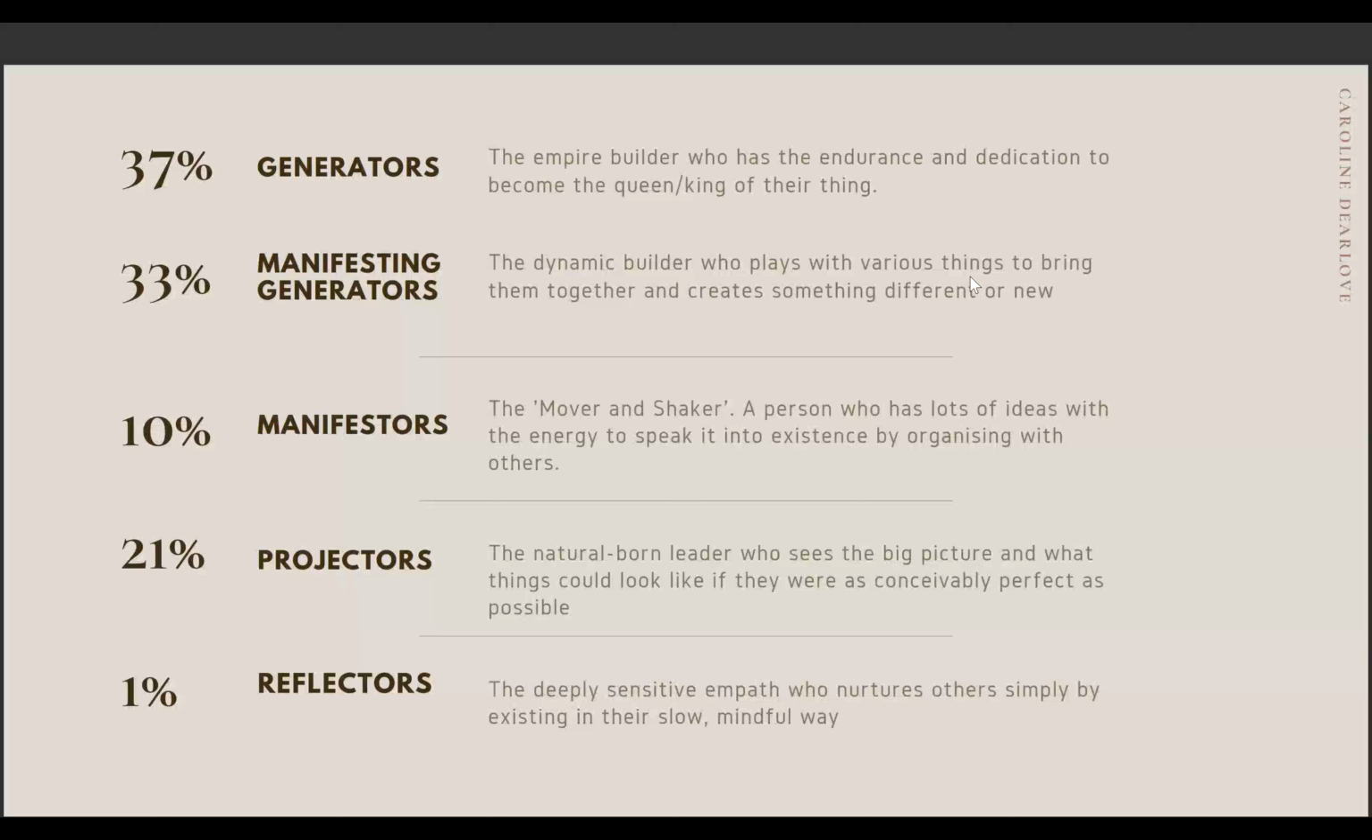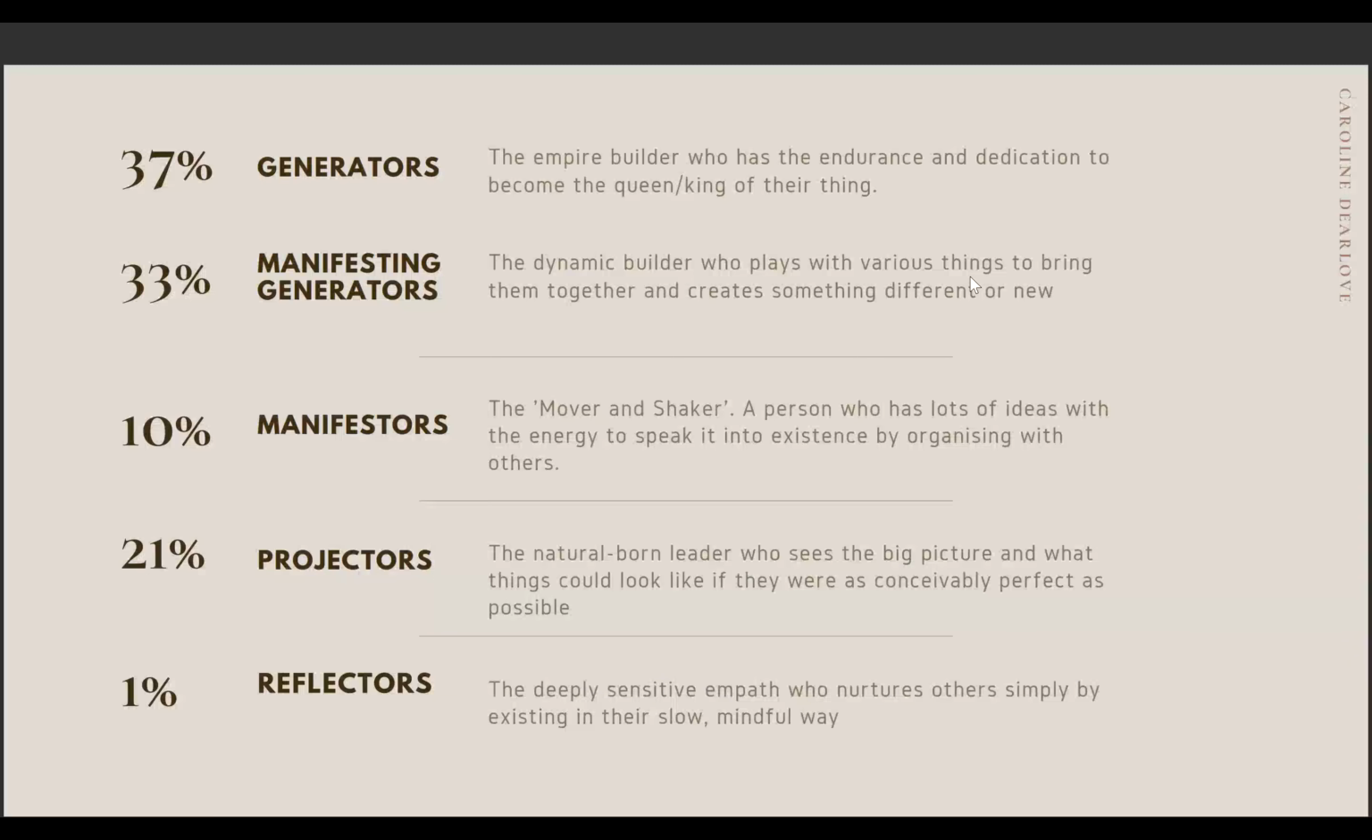You have the manifestor. Manifestors are the movers and the shakers. They are the person who has so many ideas, and they also have the energy to speak those ideas through to fruition. Then you have the projectors. They are the natural born leaders. They see the big picture. They can see what things could look like if they were as conceivably perfect as possible.